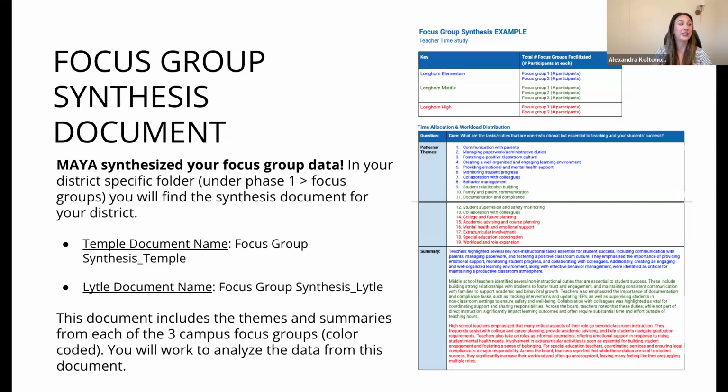I included the specific names here. So Temple, yours is Focus Group Synthesis _ Temple. And then Lytle, yours is Focus Group Synthesis _ Lytle. This document includes the themes and summaries from each of the 3 campus focus groups, and they're color coded. So you're going to work to analyze the data from this document. I'm going to walk through and show you what an example of that document looks like.